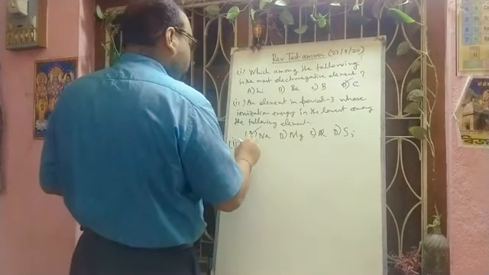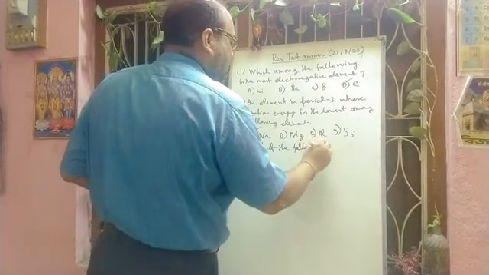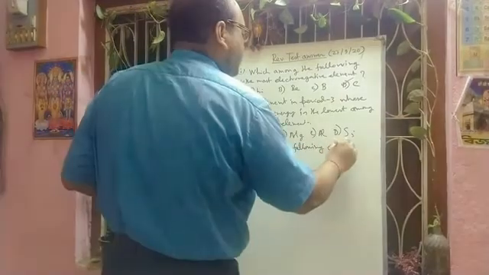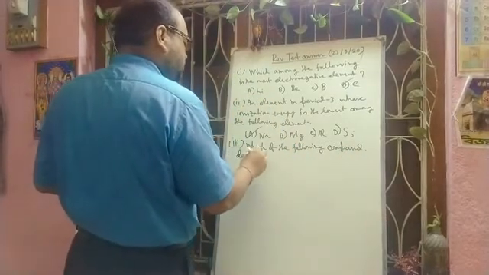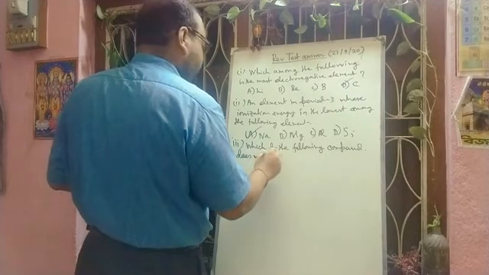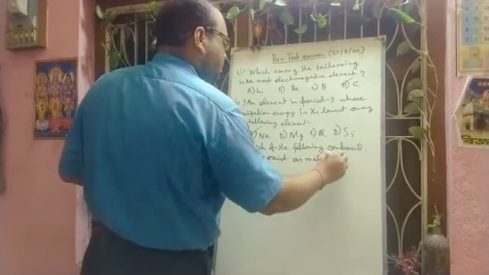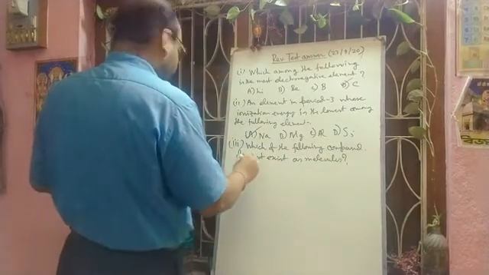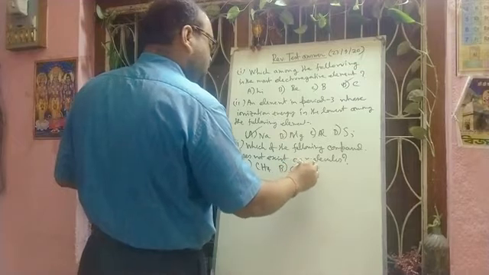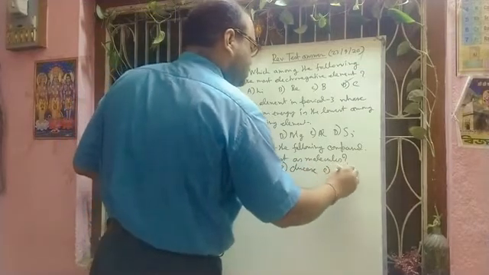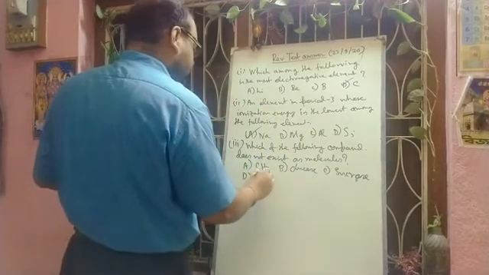Which of the following compound does not exist as molecules? Option A is given, that CH4. Option B is glucose. Option C is sucrose. And option D is given NaCl.